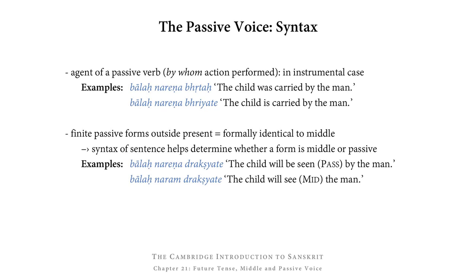And so, for example, if you have a sentence such as balah narena drakshyate, drakshyate is the future either middle or passive of drish, to see. If you see this drakshyate with an instrumental, it's probably a passive form, whereas if you see drakshyate together with an accusative, which may well be the direct object, then probably drakshyate is middle. And so balah narena drakshyate would mean the child will be seen by the man, narena, in the instrumental, whereas balah naram drakshyate probably means the child will see, not a passive but a middle form, the man.